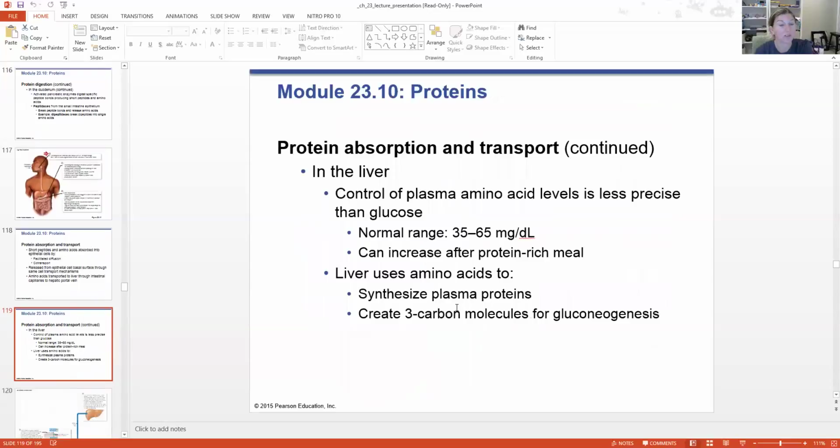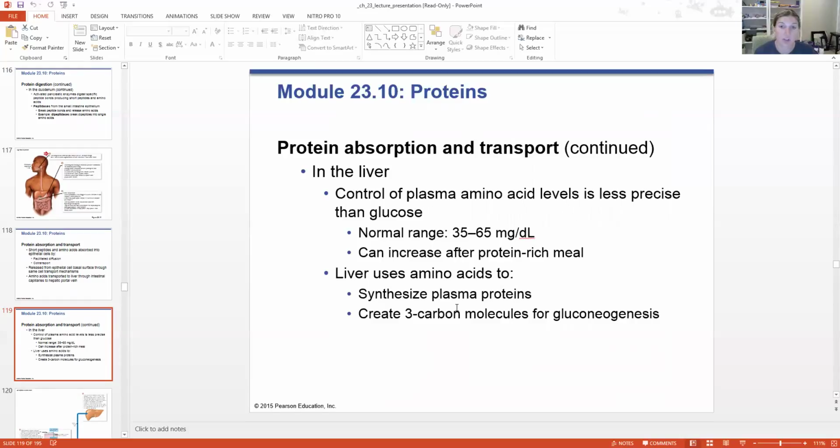carbohydrates were. So in the liver, just like it was dipsticking and tasting the amount of glucose in the blood, it's going to do the same thing here with amino acids. It's going to adjust amino acid levels, but less precisely than how it controls glucose, because our blood glucose levels are much more closely monitored.